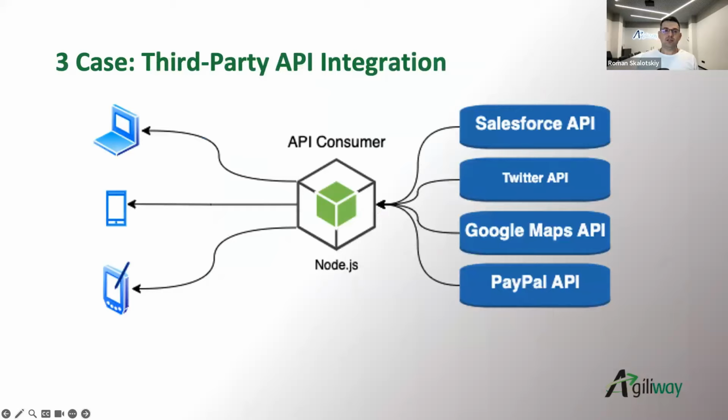Okay, third case, it is third-party API integration. Node.js is excellent for integrating with external services and APIs. You can use libraries like Axios or the native fetch API to make HTTP requests and retrieve data from third-party services. Yeah, we can create an excellent backend for the front end.